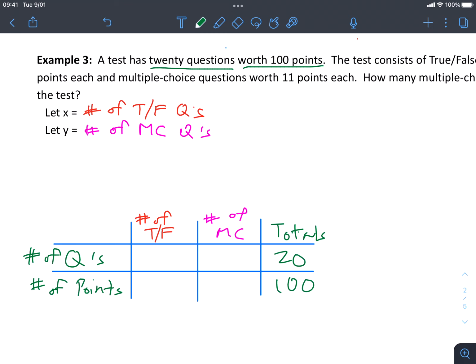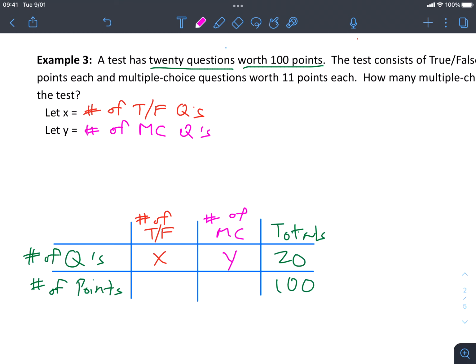Now, similar to the previous problem that told us the types of rooms, well, we have two types of questions. We have X's, which are true and false questions, and we have Y's, which are multiple choice questions. We don't know how many we have. It could be 15 true and false and 5 multiple choice. It could be 7 true and false and 13 multiple choice, but total, they're going to add up to 20.